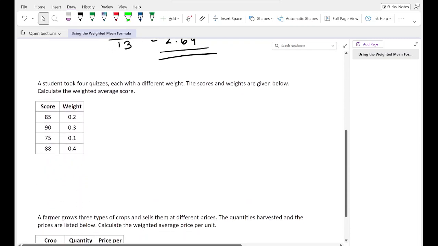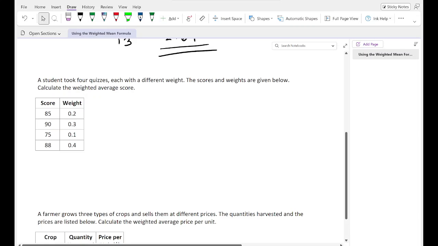But we can also use the weighted mean formula in something like this. A student took 4 quizzes, each with a different weight. The scores and weights are given below. We're going to calculate the weighted average score. So we have 85, and the weight is 0.2, so 20%, 90, 0.3, 30%, 75, 0.1, 10%, and 88, 0.4, 40%. This adds up to 100%, as it should.